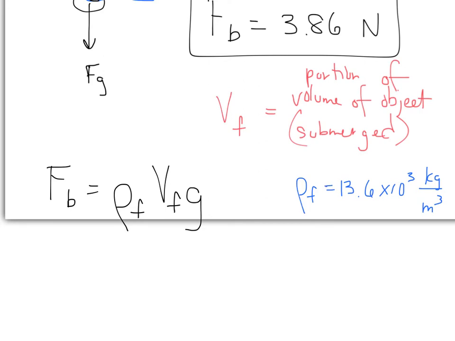Okay? So, make sense of this before we go further. The density of the object was less than this number. That's why it's floating. Again, the density of the object was 7.86 times 10 to the third. The density of the fluid is greater than that. If the object is less dense than the fluid, it floats. So far we're good. It makes sense. We know rho F. We know G. We know F B was 3.86. Solve this for V F.